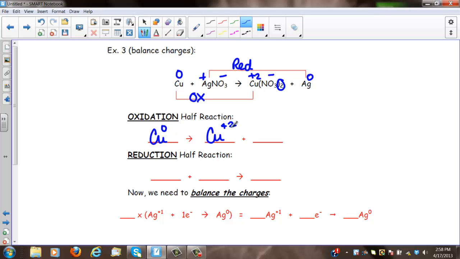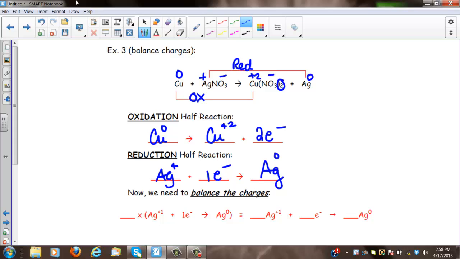I have a 0 versus a positive 2 charge. I'm going to add electrons to the side that has the higher total charge. So I'm going to add 2 electrons to this side. A positive 2 and a negative 2 is 0, which matches what's on the left. And for my reduction reaction, I have Ag plus going to Ag0 on the right. And I'm going to add my electrons to the side that has the higher total charge. So I have a plus 1, so I'm going to add 1 electron here.